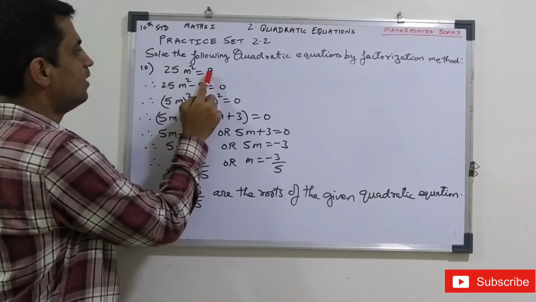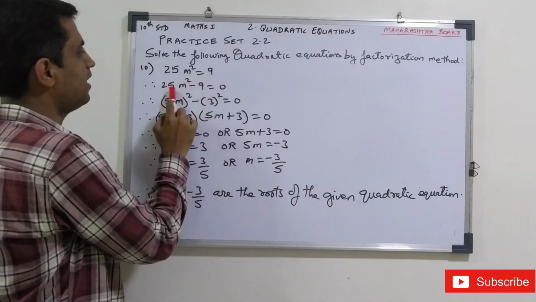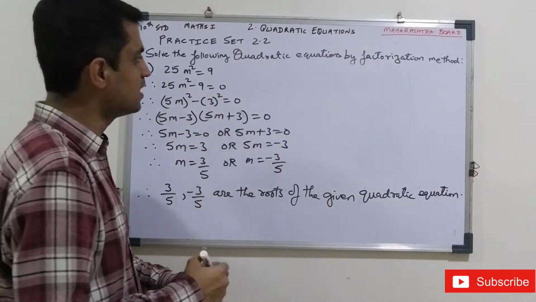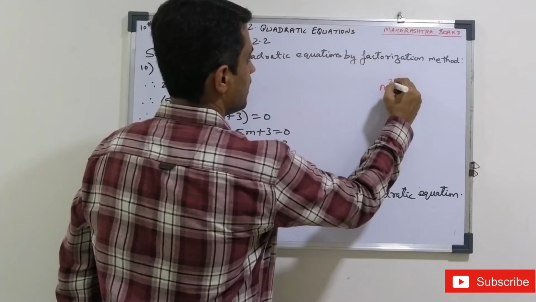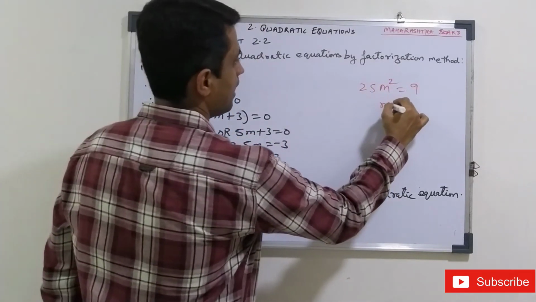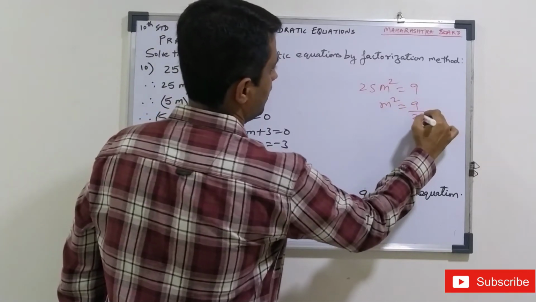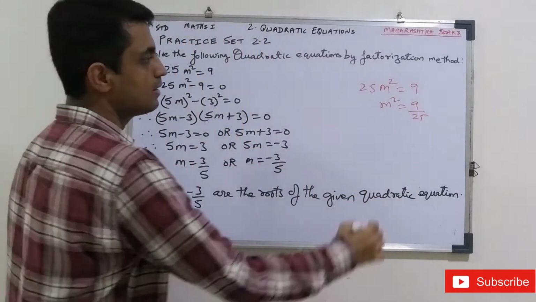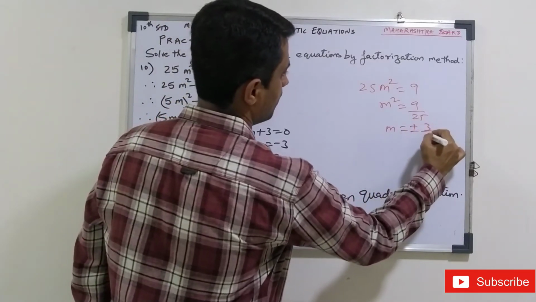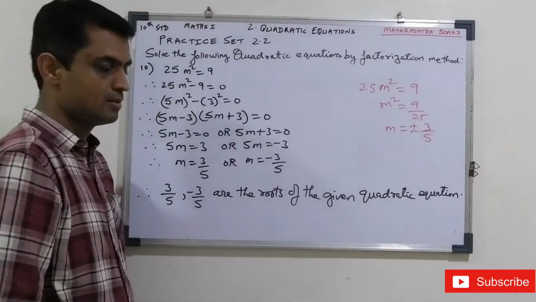Means you will take 9 here. It will become 25m square minus 9 is equal to 0. Many students, they do this way. They tell 25m square is equal to 9. Okay, m square is equal to 9 upon 25. So we can do this way, and then take a square root on both the sides. You get plus or minus 3 upon 5. Answer is same.